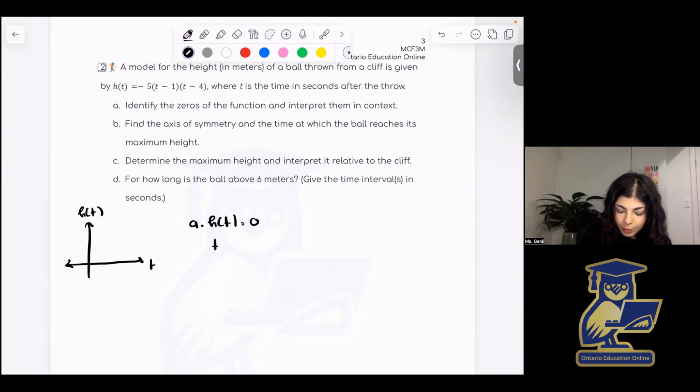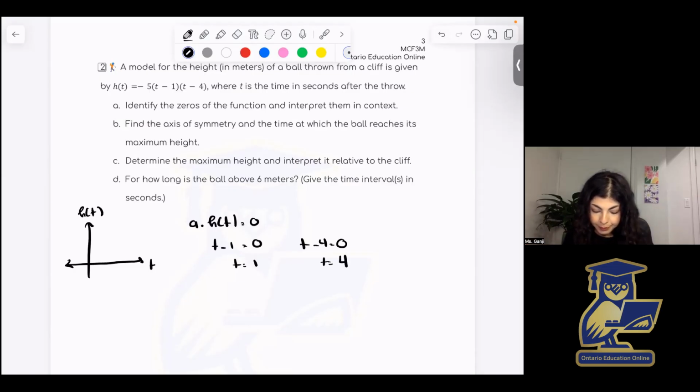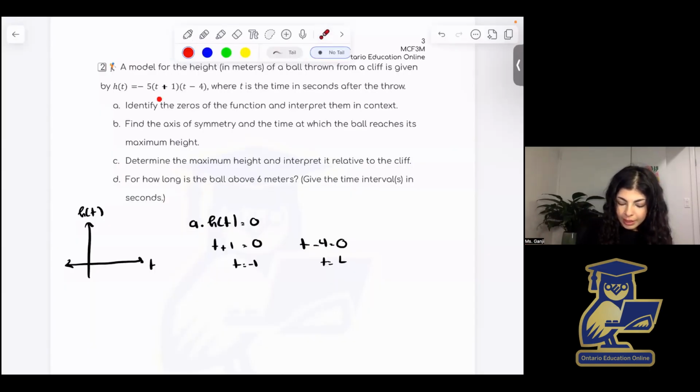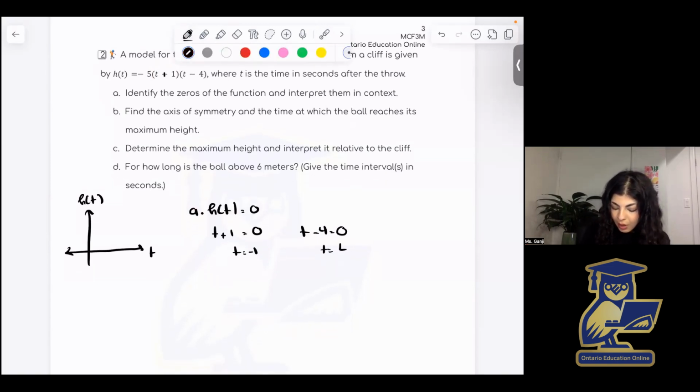So then we know t plus 1 is either 0, which gives t is -1, or t minus 4 is 0, which gives us 4. Sorry, slight error there. That should have been a positive. So again, fixed on your end. So then t is -1. So then on this side, we have t is 4 seconds. So then this answer would be inadmissible because we cannot have time less than 0. So then we only are interpreting that second value for t is 4 seconds.